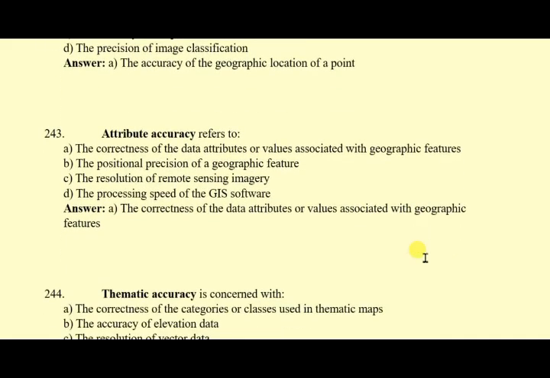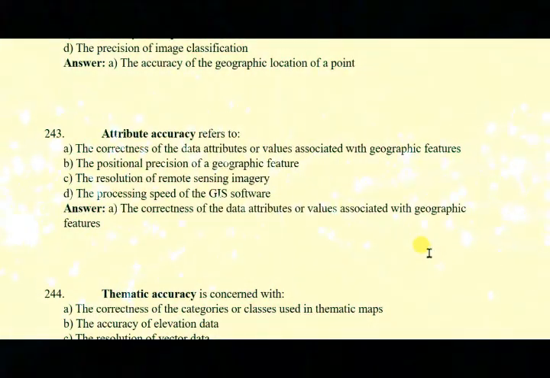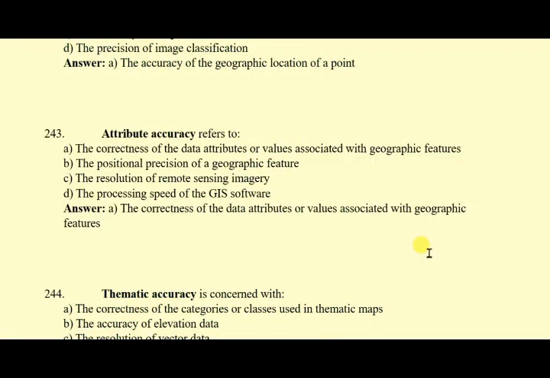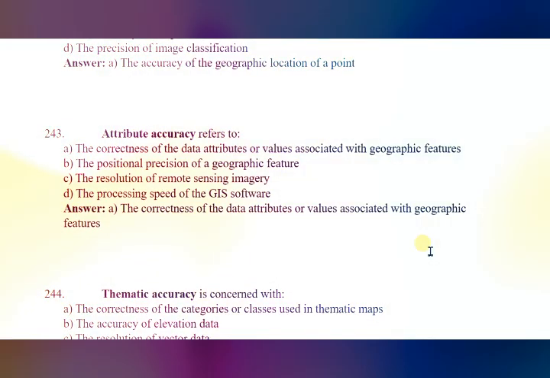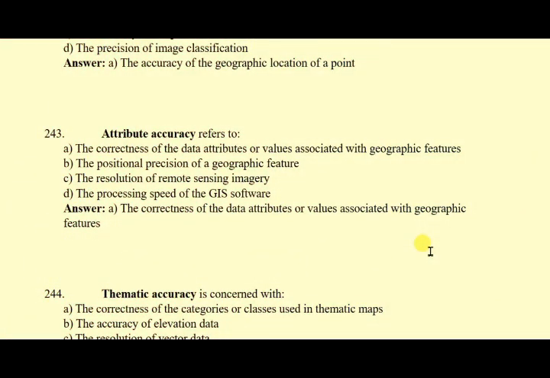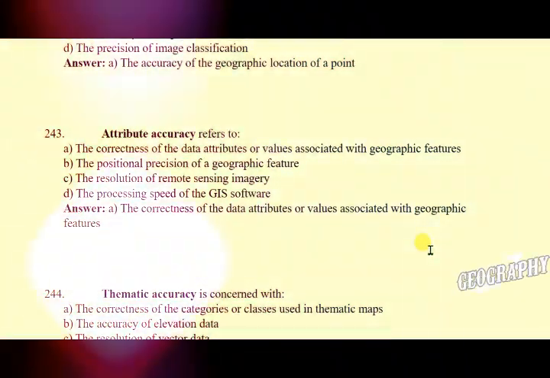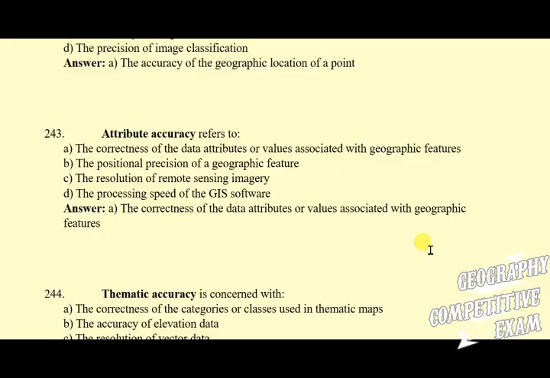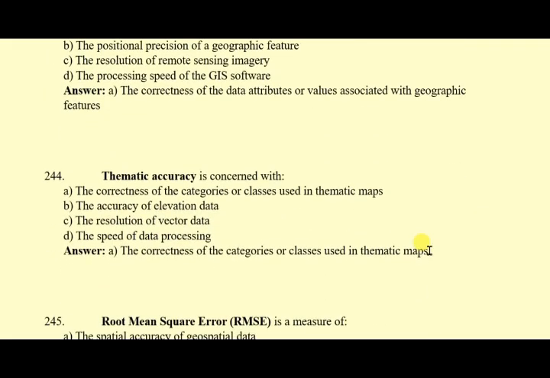Question 243. Attribute accuracy refers to the correctness of the data attributes or values associated with geographic features, the positional precision of a geographic feature, the resolution of remote sensing imagery, the processing speed of the GIS software. Here the correct answer will be the correctness of the data attributes or values associated with geographic features.